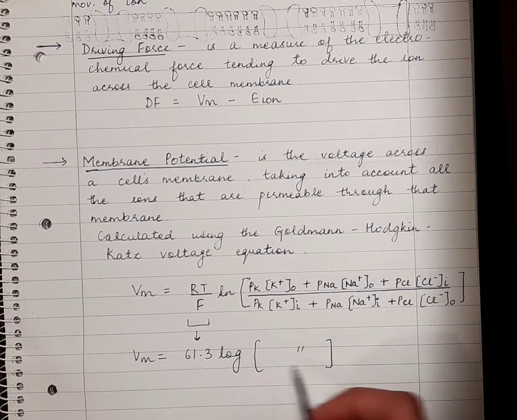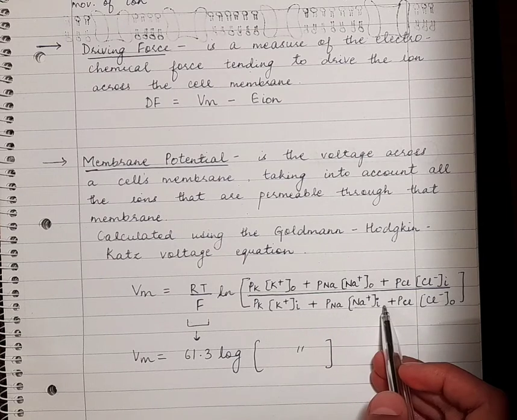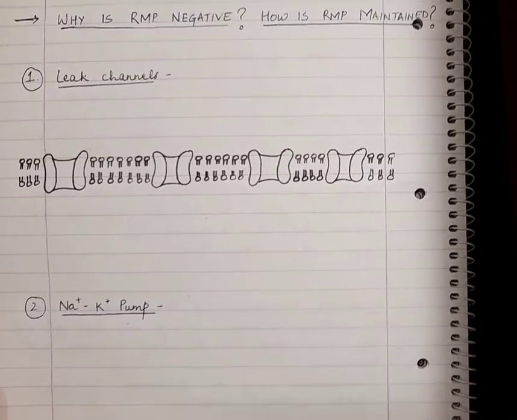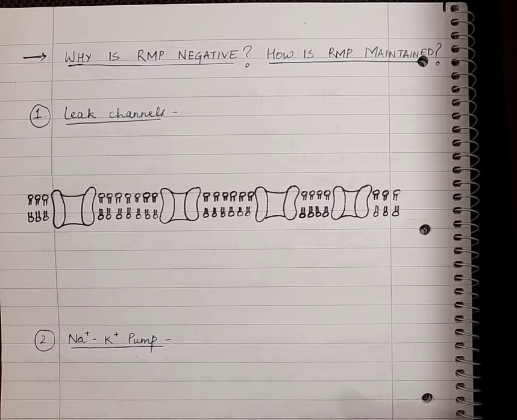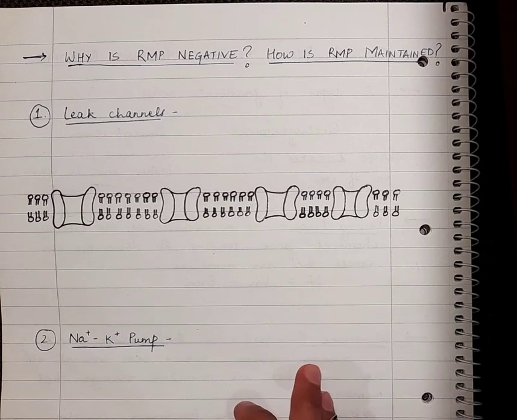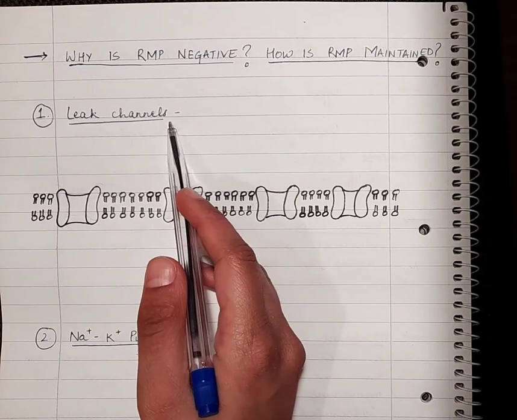You can also write it like this way: 61.3 log of this whole thing. All right, now let's understand another important concept, which is how actually the resting membrane potential is maintained and why it is negative. So we discussed that the resting membrane potential is around -65 to -70 millivolts, right? Now, there are two important channels which are responsible for this. First is the leak channels.